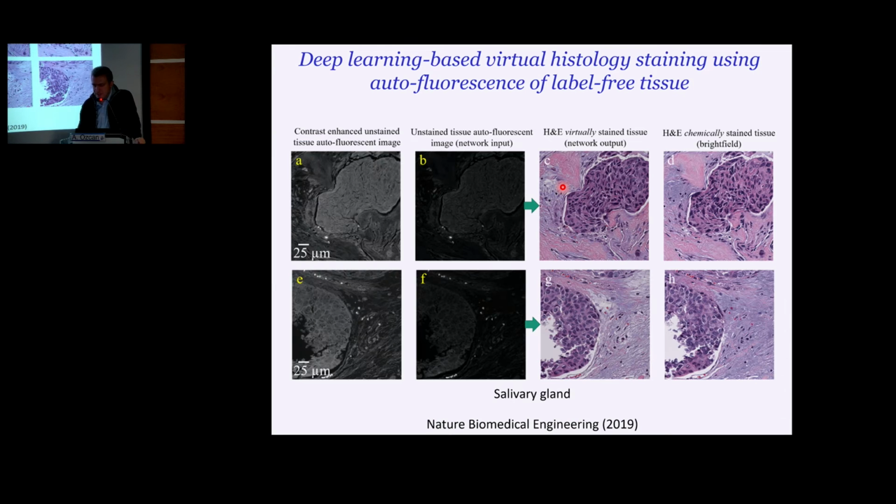In the next few slides, I'll share with you examples from new patients. These are samples never seen before, so that's pure generalization performance of the network at test. We're looking at salivary gland. The target is H&E. This is what comes out of histology.